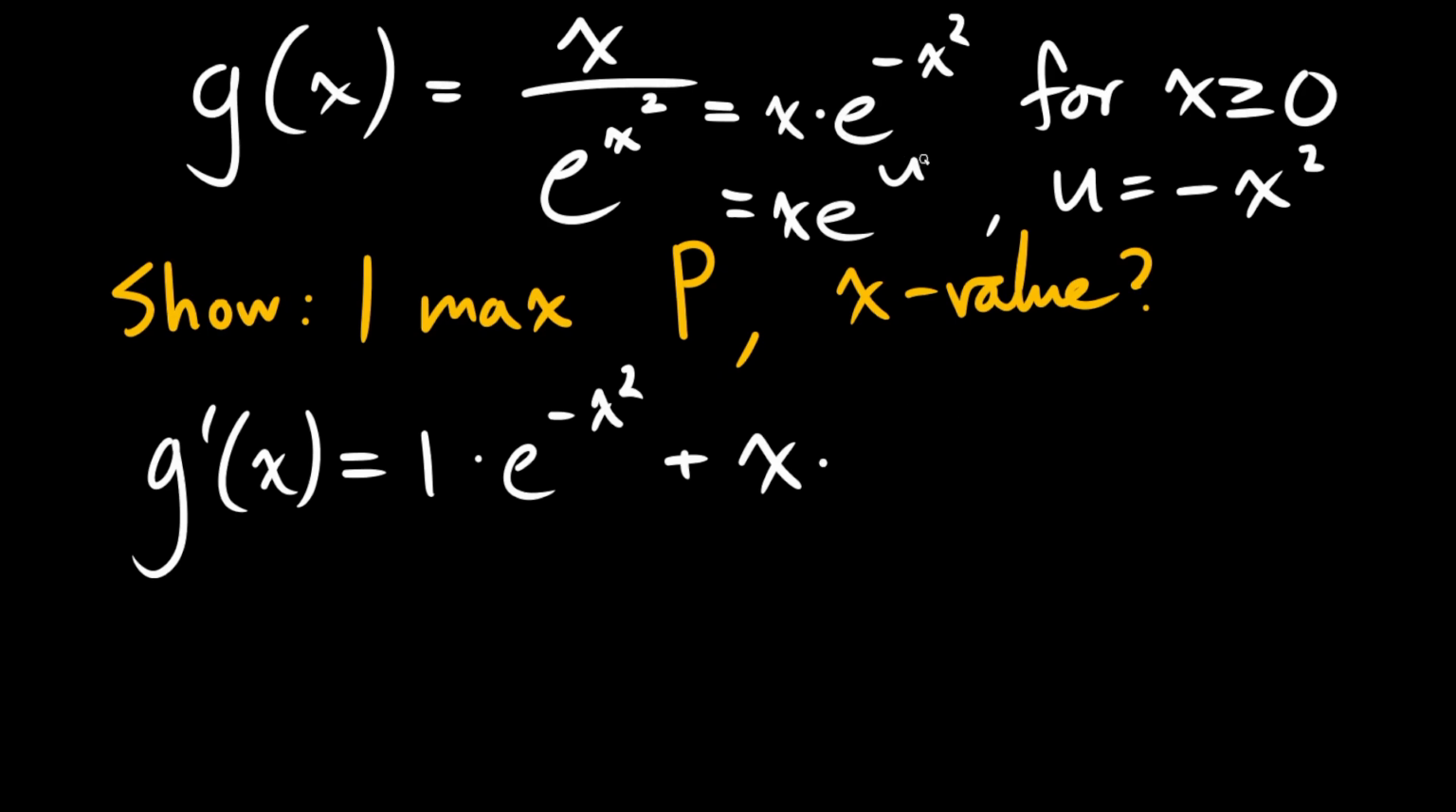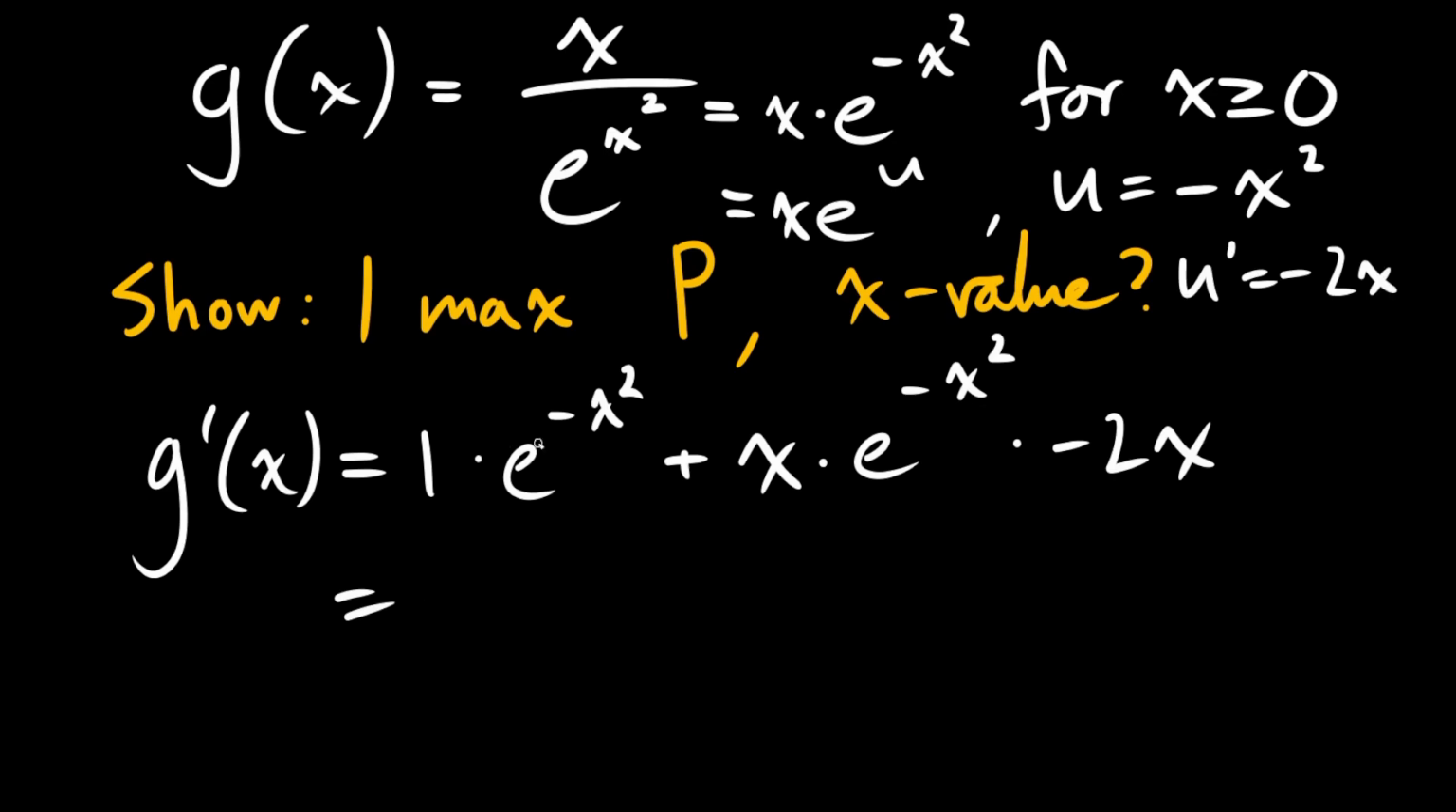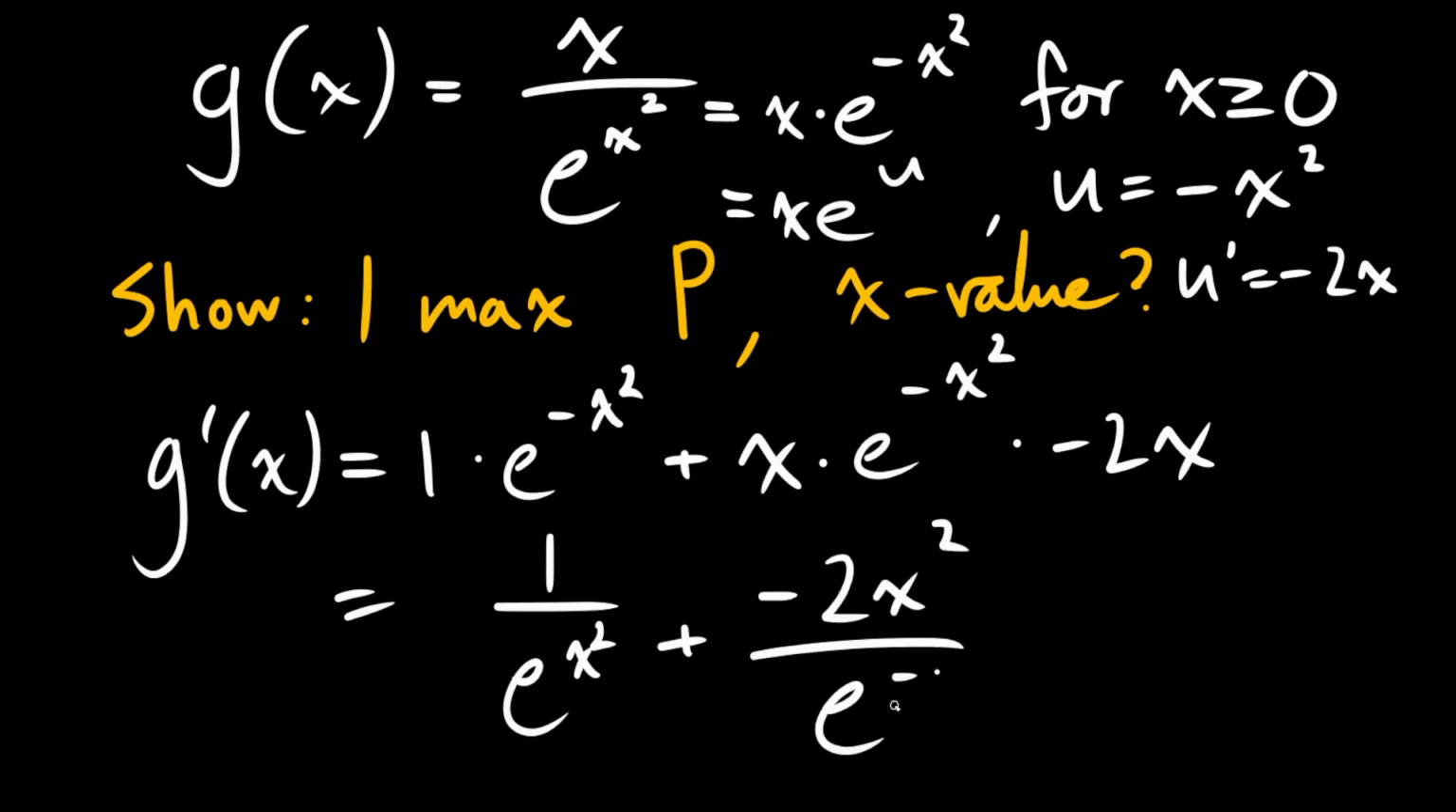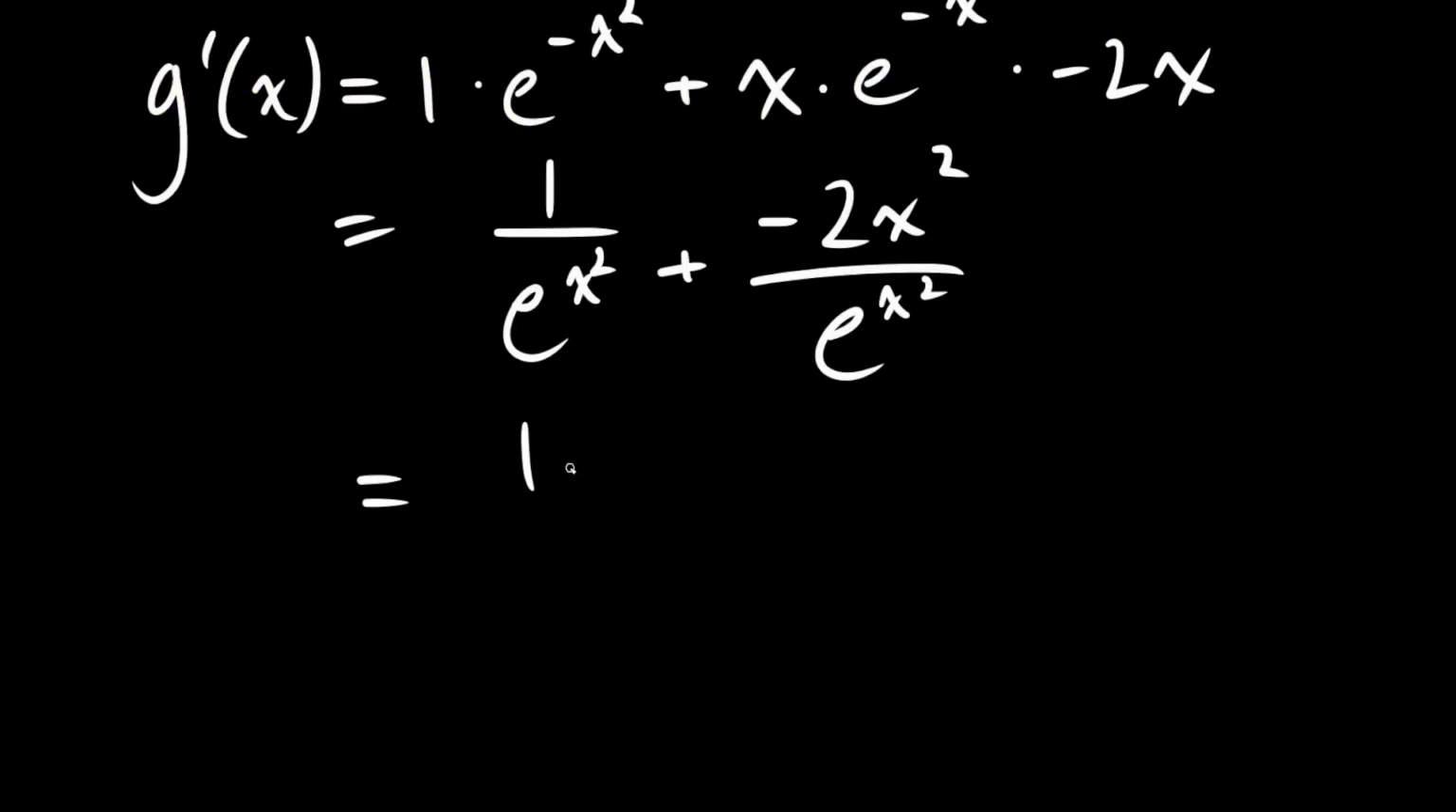So this will be e to the power of negative x squared, and then further multiply by u prime, and u prime is going to be negative 2x because of the chain rule. So times negative 2x. So let's write this a bit better. So this is going to be 1 divided by e to the x squared plus negative 2x times x. It's going to be negative 2x squared divided by e to the x squared. And of course, you can write this all as one function. So this will be 1 minus 2x squared divided by e to the x squared.